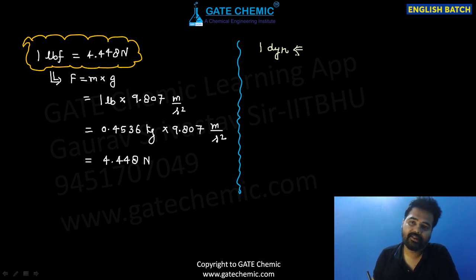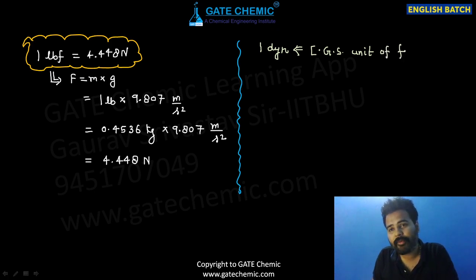So dyne is CGS. Very good, everyone. Dhananjay, very good. Congratulations. So it is CGS. Dyne is the CGS unit of force. CGS: centimeter, gram, second. You know, everyone, I know.